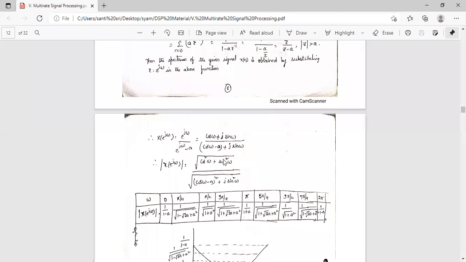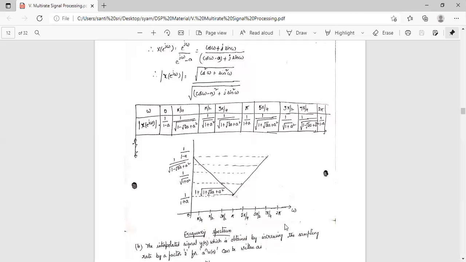By simply substituting various values of omega, that is 0, pi by 4, pi by 2, 3 pi by 4, pi, 5 pi by 4, 3 pi by 2, 7 pi by 4, and 2 pi in this expression, we will get mod X of e power j omega. For these values, omega versus mod X of e power j omega, we will draw the graph, which is nothing but the frequency spectrum of a power n into u of n.